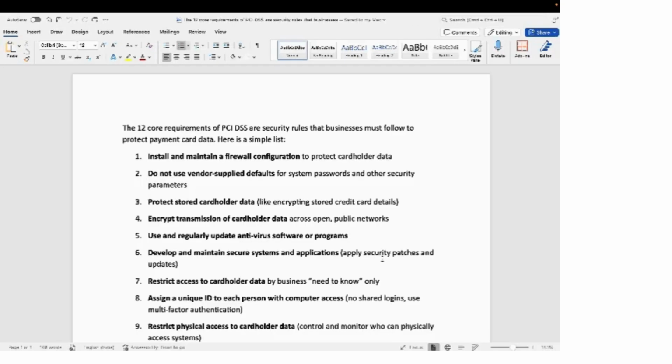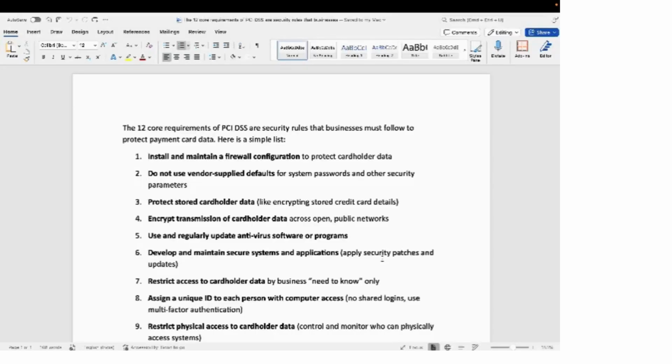Third, protect stored cardholder data with encryption. Encrypt stored credit card details. You cannot store plain text data. You just encrypt the details, AES 256 and others.